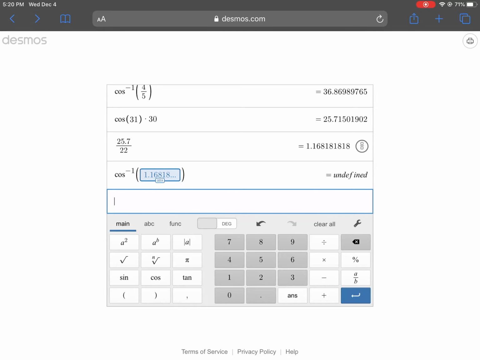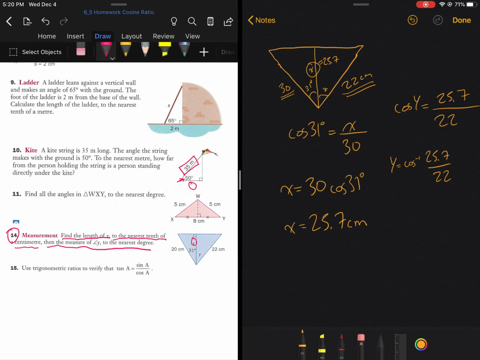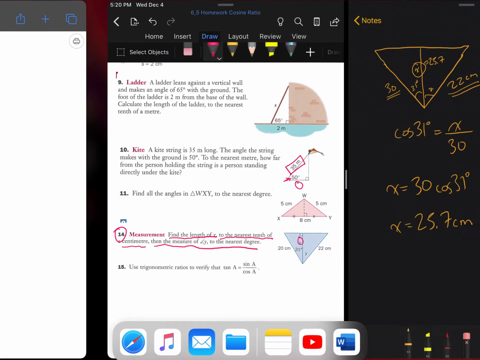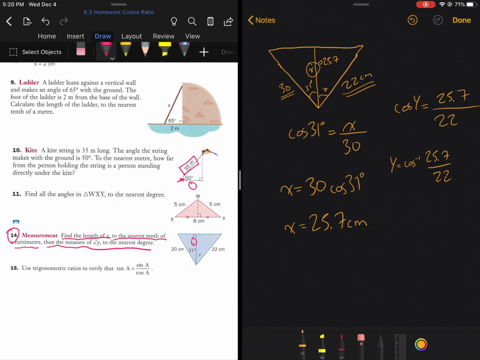How is it undefined? No, something's definitely wrong here. 25.7? Yes. Undefined. So we have a problem. That's right, because this is basically saying that my adjacent side is longer than my hypotenuse. Oh, I see my problem. I said that's 20 right there, 30 right there when it was 20. So that's why it doesn't make sense.